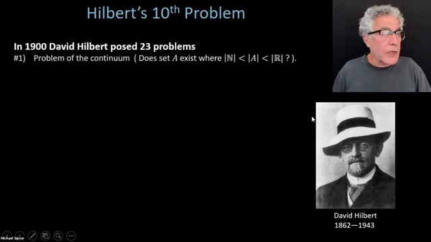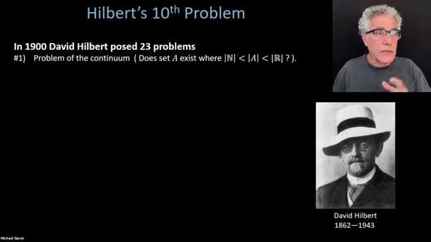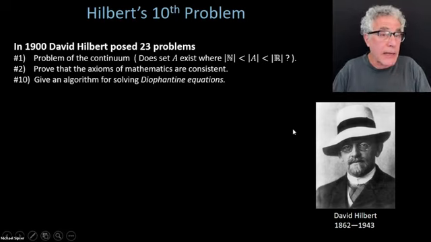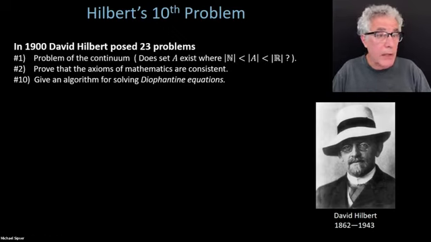We're running a little short on time, so I'm not going to go into them. Some of these we'll talk about later. But the 10th problem here is about algorithms. The 10th problem on Hilbert's list, often called Hilbert's 10th problem, is a problem about algorithms. And it says, give an algorithm for solving what are called Diophantine equations. He didn't call it an algorithm. He called it some finite procedure or something like that.